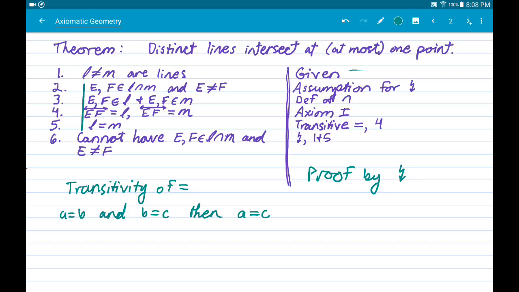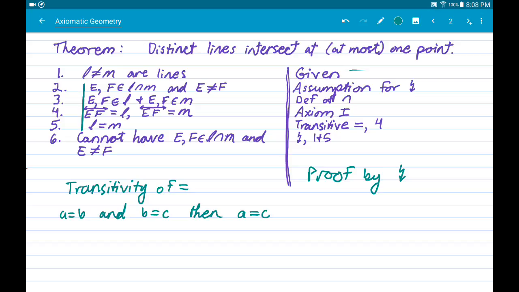Well, by axiom 1, 2 points on a line mean that the line determined by E and F is exactly equal to L, right? The 2 points determine that line. They also determine line M. So the line EF is equal to both of these.